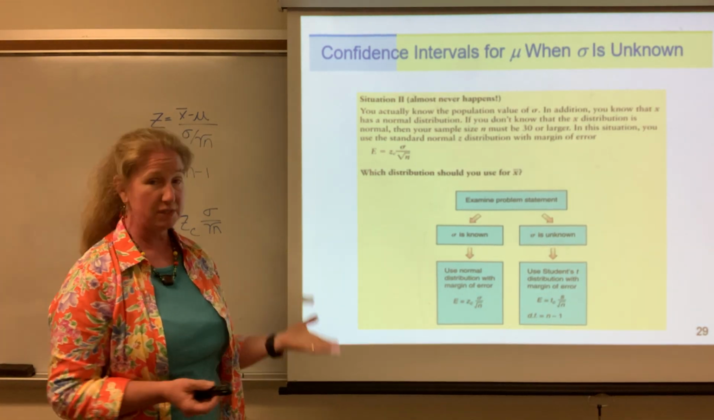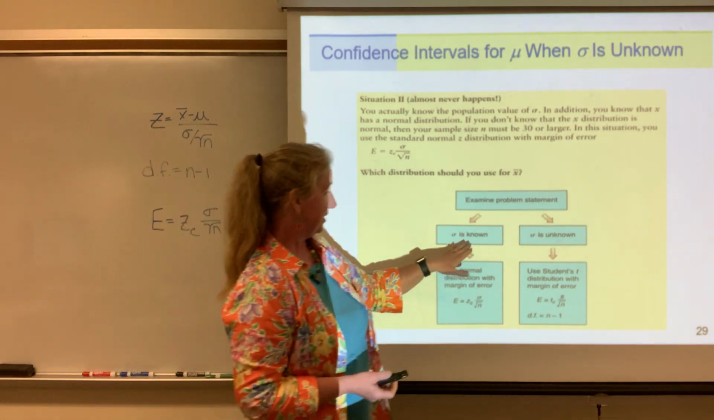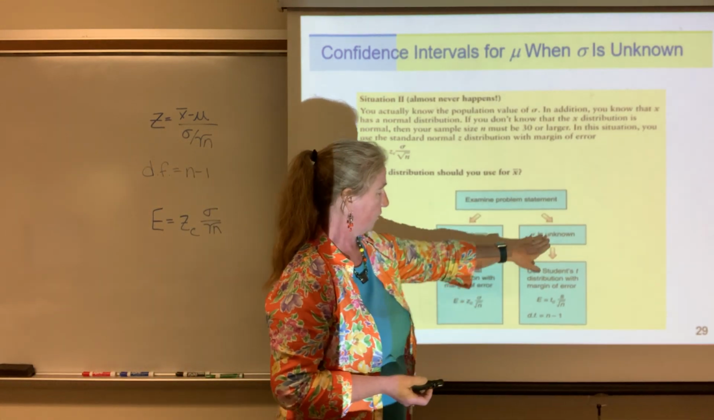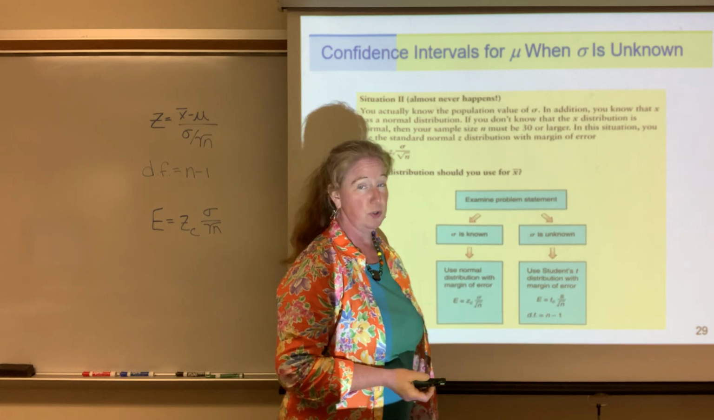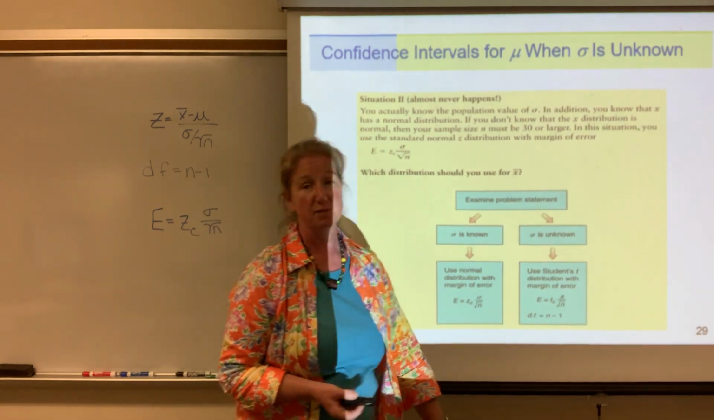How do you know if you use Z or T? If sigma is known, use Z. If sigma is unknown, you use T, and you have to do the degrees of freedom.